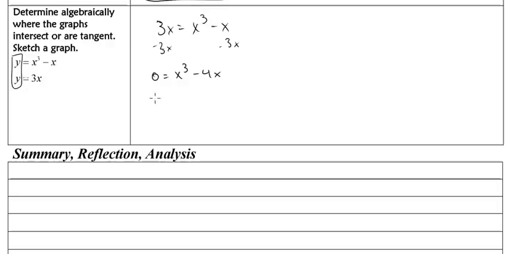So what can I factor out of here? Well, I can factor out an x, and that gives us x squared minus 4. Now looking at that, I can already hopefully figure out what my roots are going to be, but let's actually go ahead and finish that and be explicit about it. So x times x squared minus 4, that's the difference of squares. And so x plus 2 and x minus 2.